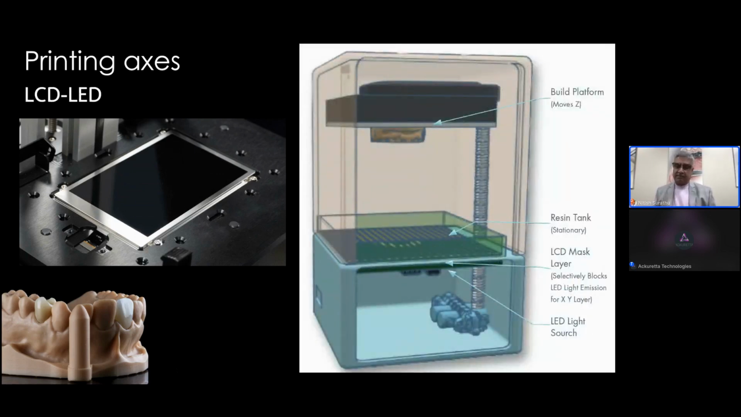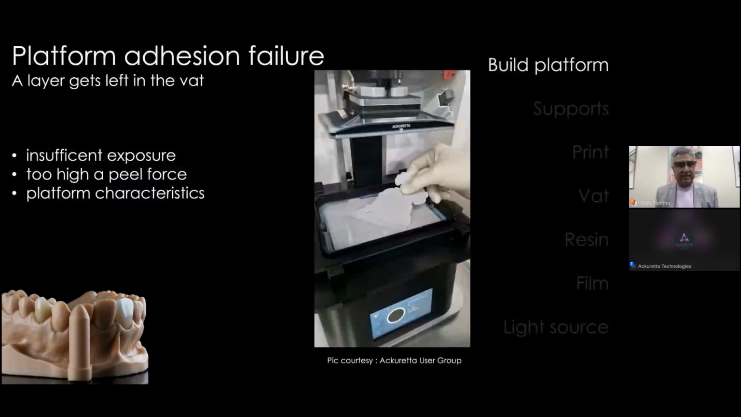So this is what an LCD LED printer looks like in terms of a diagrammatic cross section. But I've really explained most of that, so we'll move on from there and look at the next slide. Now, the most common failures I see are build platform failures. Probably build platform failures and support failures are the most common types of failures that you will see.